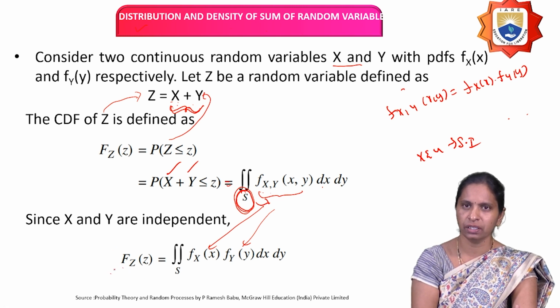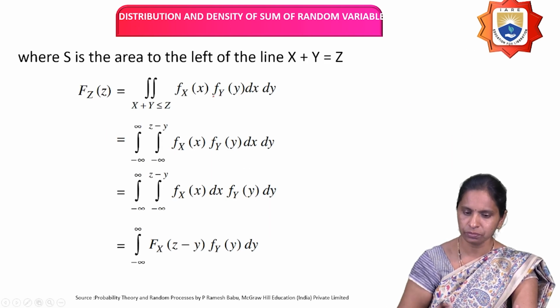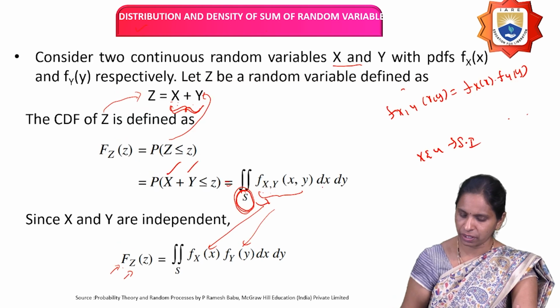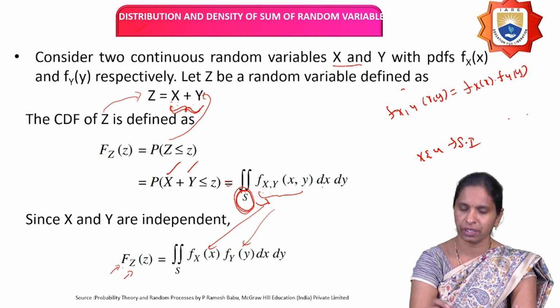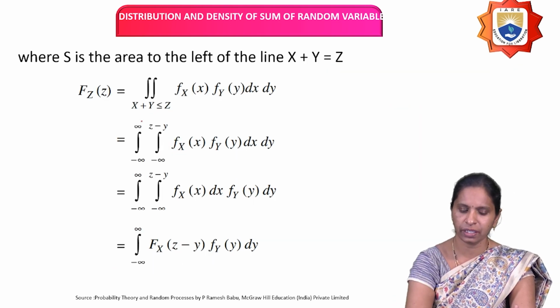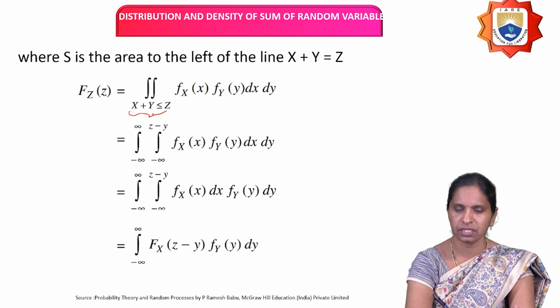Fz is nothing but the distribution function of the random variable z. What is z here? The sum of these two random variables. So, z equals x plus y. Then what are the limits here? What are the limits of z such that x plus y should be less than or equal to z?